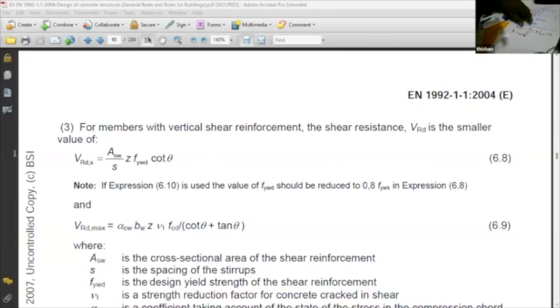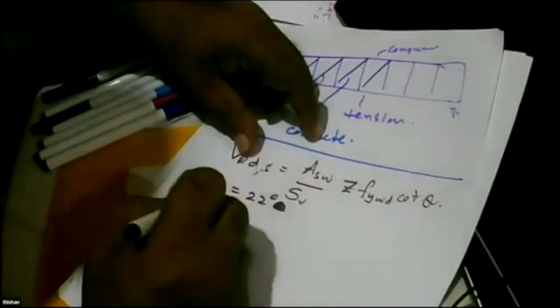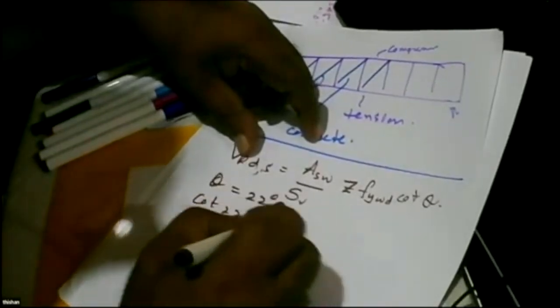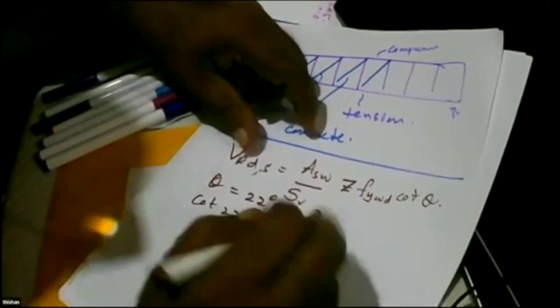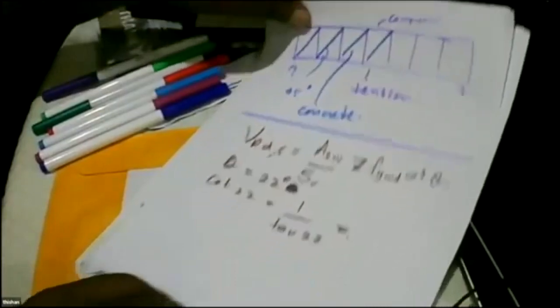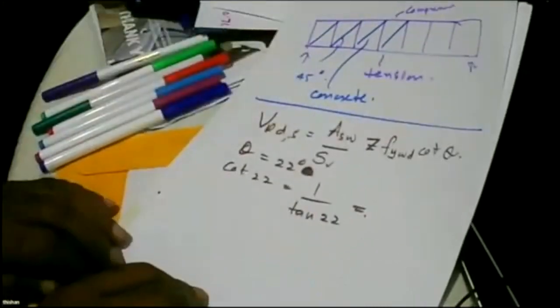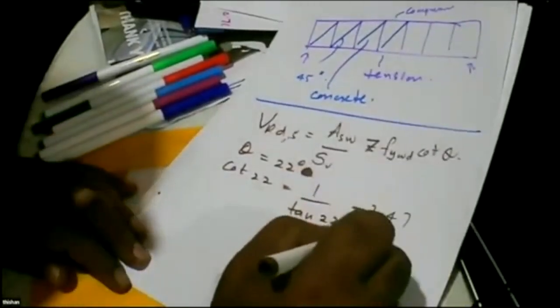Cot theta. Can you see this equation? Cot 22 is equal to 1 over tan 22. What is the value of 1 over tan 22? It is 2.47. So generally it's called 2.5.